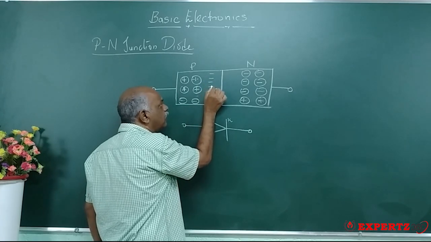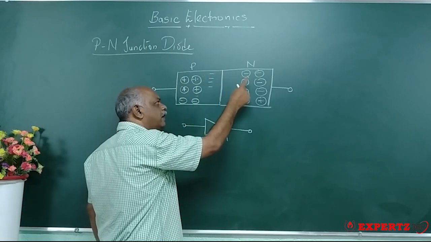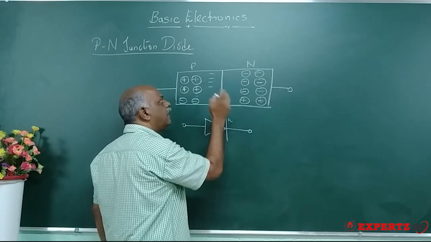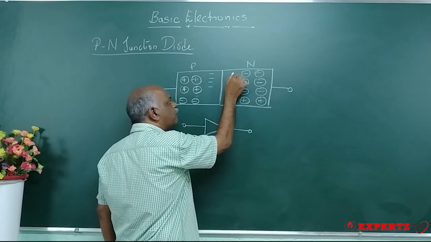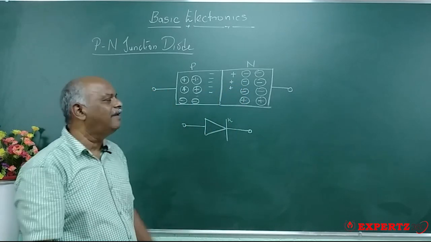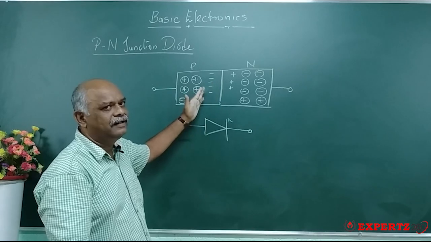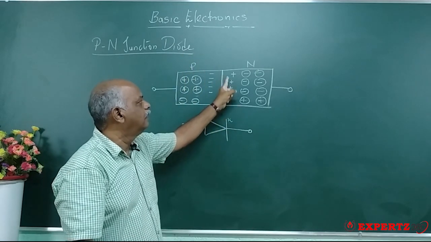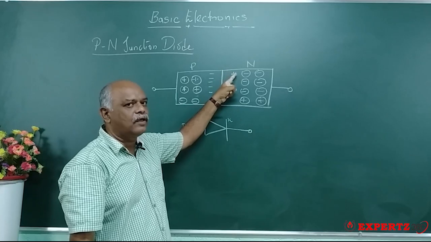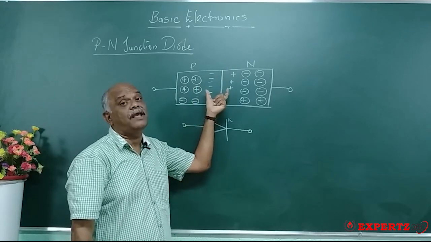Similarly, the holes diffuse into the N-type material, but there are no free electrons to combine with. So they become excess and get accumulated in the N-type substrate near the junction. The excess electrons got accumulated at the junction in the P-type substrate. Similarly, the excess holes from the P-type substrate get accumulated in the N substrate near the junction, which creates an electric field at the junction.